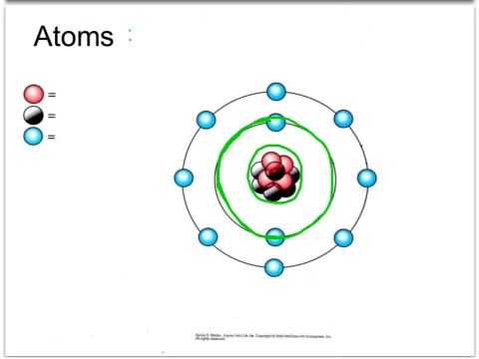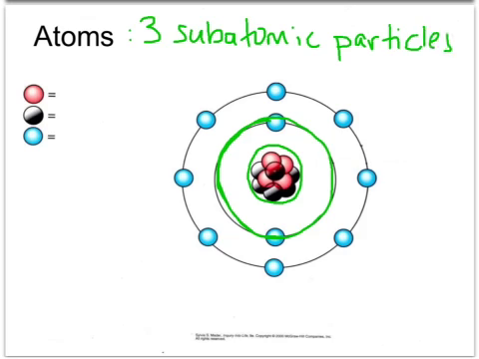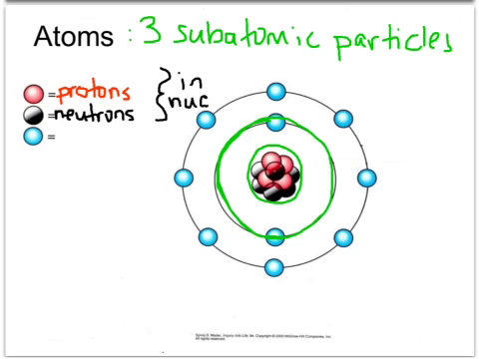So here is what we need to discuss. There are three subatomic particles, and these are the three different colors of circles that you see in this diagram. Our first type, the ones in red, are our protons. Our next type, still within the nucleus, are our neutrons. These are our two types of subatomic particles that are in the nucleus, and they are the ones that take up most of the space within an atom.